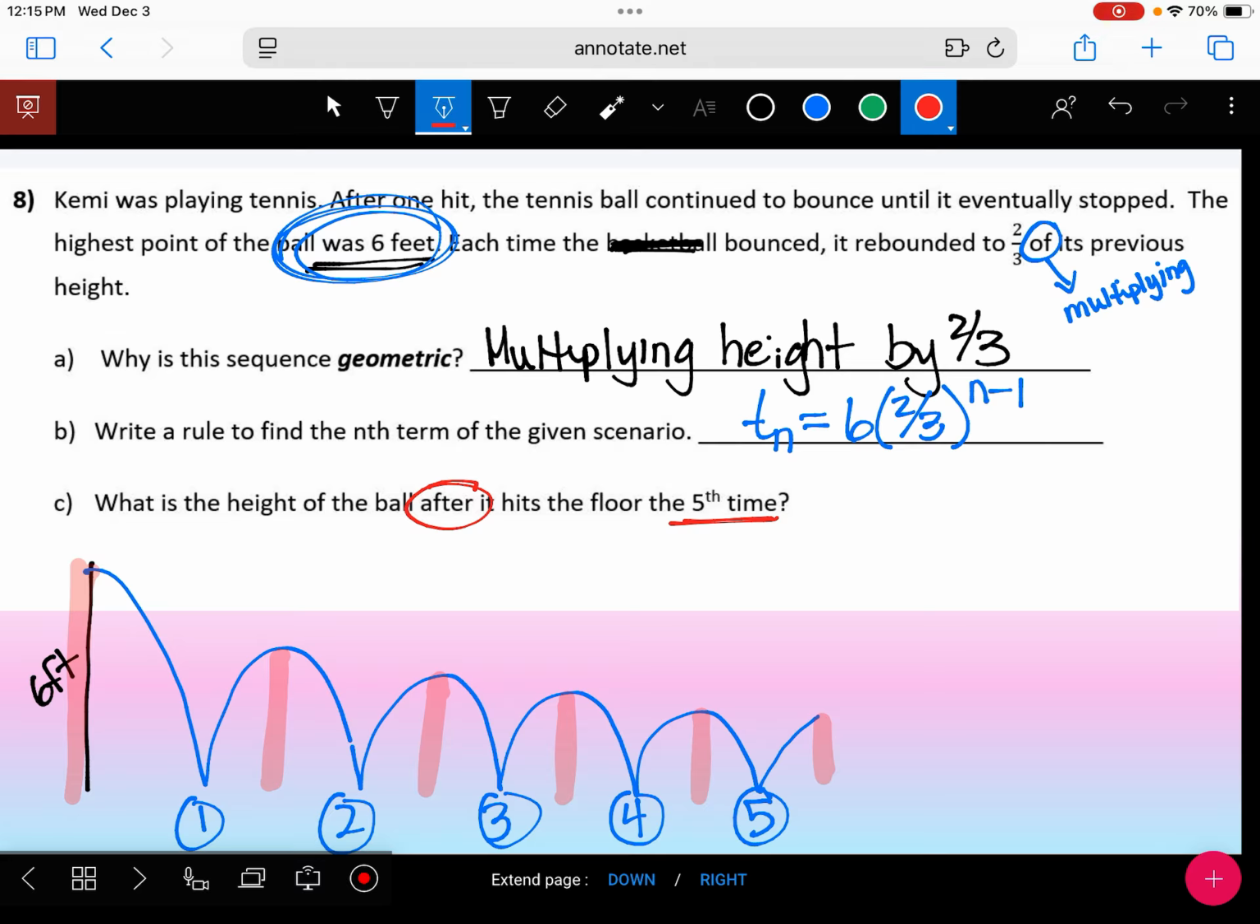This is a test question, the bouncing ball. It's on every test, and I believe it's on the final. So I'm going to find T6. The biggest mistake, half of y'all going to plug in a 5. You're going to miss it because you're not listening. It's 6 because it's after the 5th height.